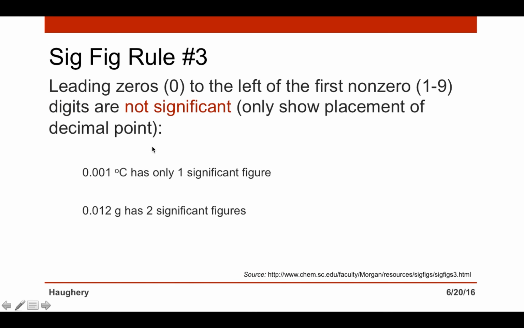If we look at leading zeros, these are not significant if they're leading on the left. All this is doing is showing us how small of a number that is, or where the decimal place goes. There's no other reason for those zeros to be there other than to show where the decimal place is. So those are not significant. So we have 1 sig fig, we have 2 sig figs.